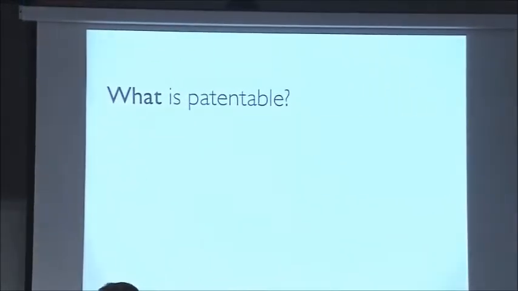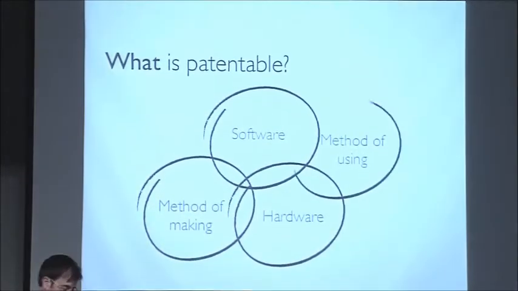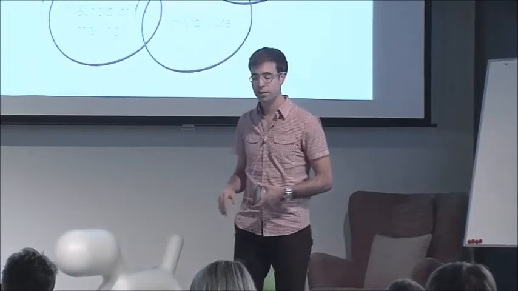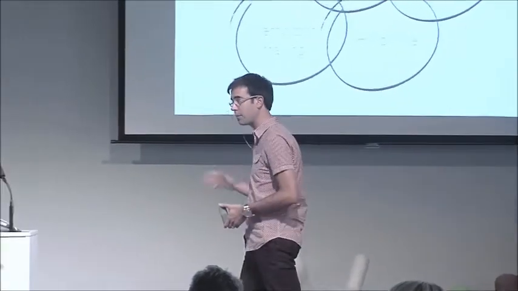I'm going to try to answer the question of what is patentable. The easy answer is anything that you come up with that's new and not obvious. But that doesn't actually answer the question. And so I'm going to try to put a couple different buckets up here. And the buckets are in terms of maybe hardware and software. Maybe it's making a method of making that hardware or a method of using that software. And these are generally the types of things that can be patented.